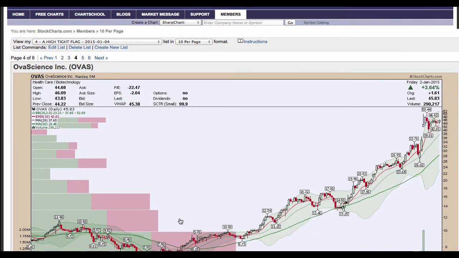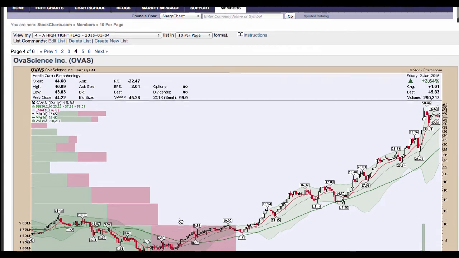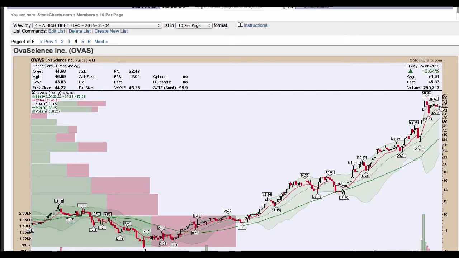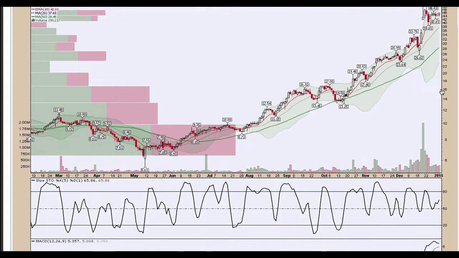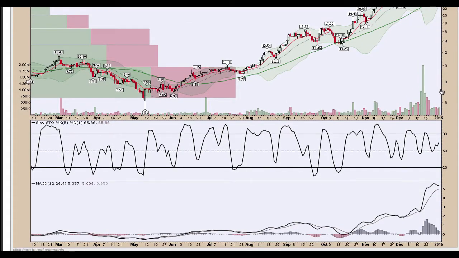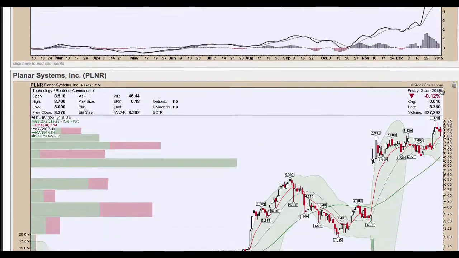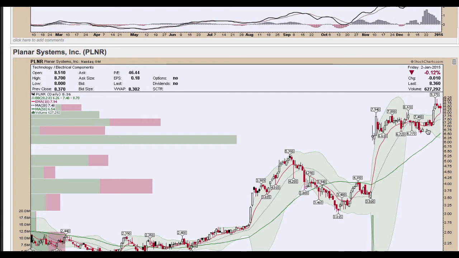Ovascience. Price is flagging sideways. Nice strong uptrend on the 50. Price is just above the 10 period EMA, and slow stochastic pointing to higher prices. Watch MACD. Planar, we pointed this one out. This breakout of this channel came back and tested the top of that channel. Looks like it's going to continue to move higher this week.